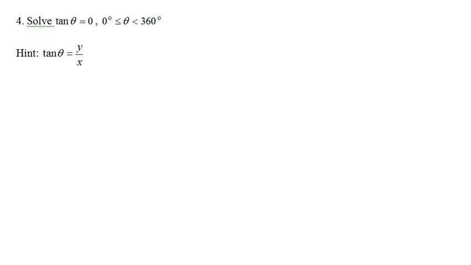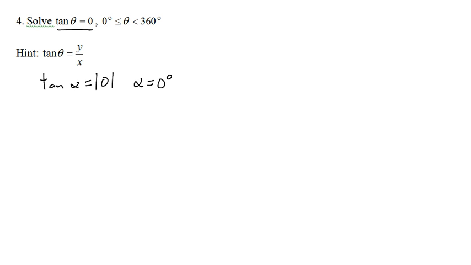Question 4 we're going to have to approach slightly differently. We've got tan theta equals 0, which I guess in one way we could think of it as, if we do tan alpha equals the absolute value of 0, which is of course 0, we'd get alpha equals 0 degrees.